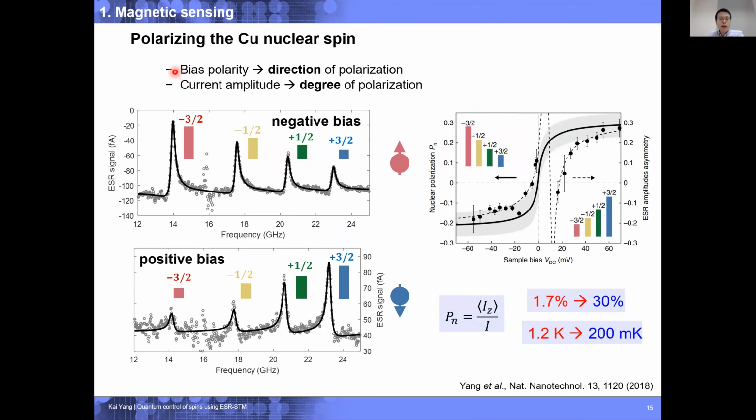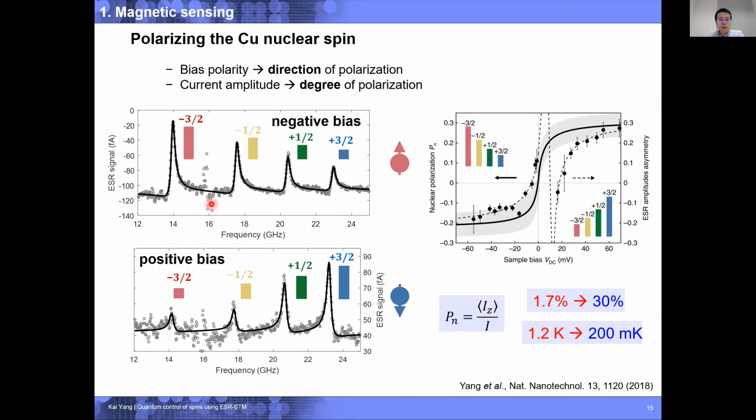And we can not only look at the copper nuclear spin, we can also polarize the nuclear spin by the spin polarized current. For example, here, let's assume that the tip magnetic moment is parallel to the copper electronic spin. Then when we apply a negative bias, which corresponds to a spin polarized current flowing from the sample to the tip, we can polarize the copper nuclear spin into the -3/2 state. So here is the corresponding ESR spectrum.